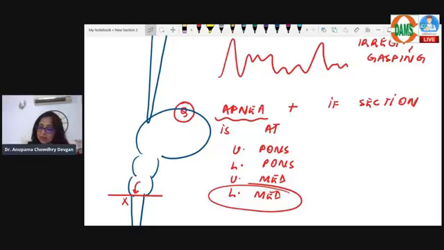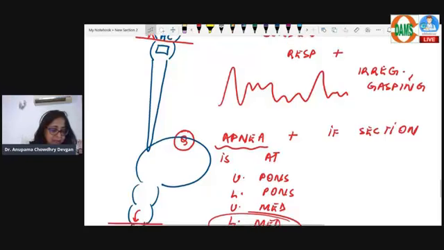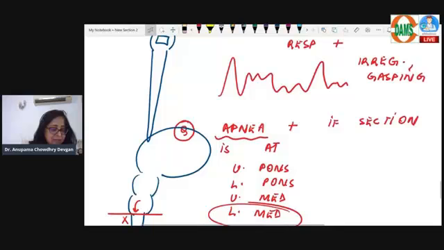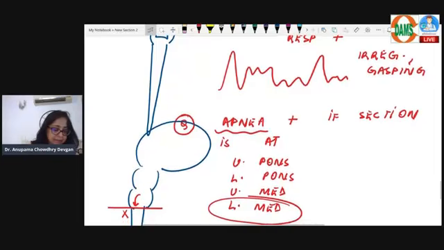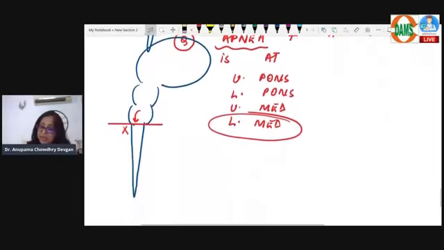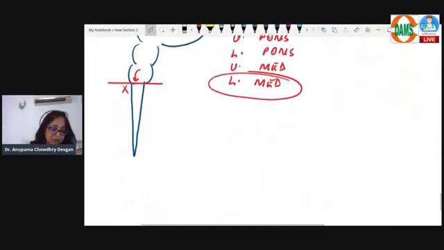Upper section of medulla, irregular gasping, right? Why only inspiratory spasm? Because there is no pneumotaxic control, no vagus control. Only the apneustic center is active at that point. The pre-Bötzinger complex is in the medulla. So this is as far as your neural control of respiration is concerned.